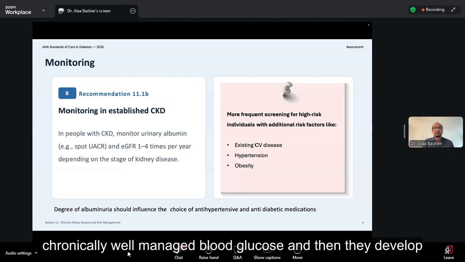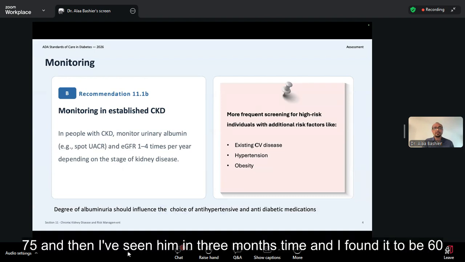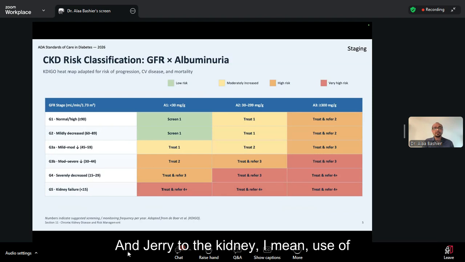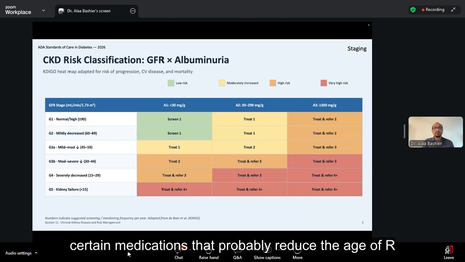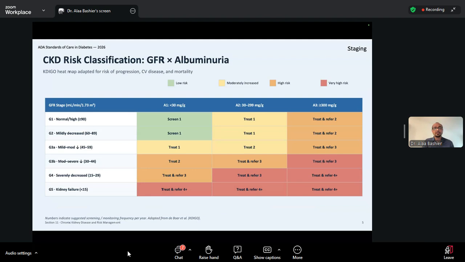And in patients whose blood glucose is chronically well managed and then they develop diabetic nephropathy, they need to be referred. And if the EGFR is rapidly declining: if I've seen a patient today and his EGFR is around, let's say, 75, and then I see him in 3 months' time and I find it to be 60, so a 15 ml drop in a short period of time, and there is no acute injury to the kidney or use of certain medications that reduce the EGFR, then they need to be seen by the nephrologist to make sure what it is exactly.